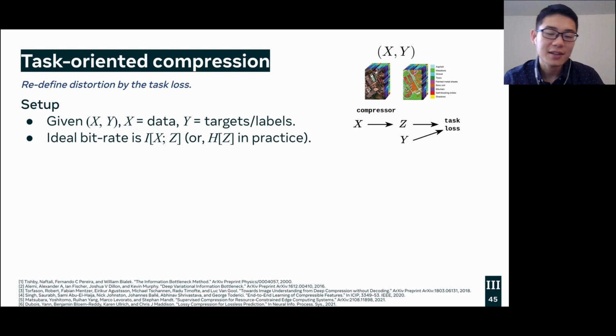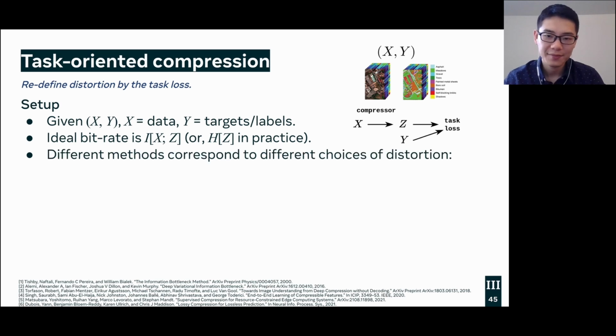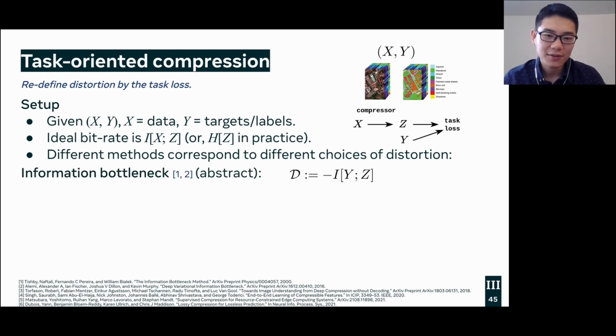Given this setup, task-oriented compression can be understood as optimizing a rate and distortion trade-off, but with a distortion defined by some performance metric on a downstream task. And different methods make different choices of this distortion. One known example of this is the information bottleneck principle. And the information bottleneck principle optimizes an abstract task loss as measured by the negative mutual information between y and z. It essentially captures the predictability of y given z.